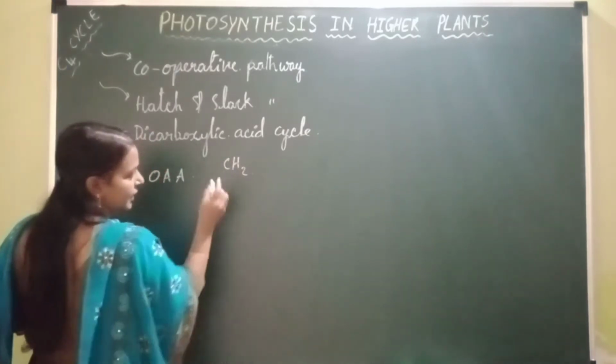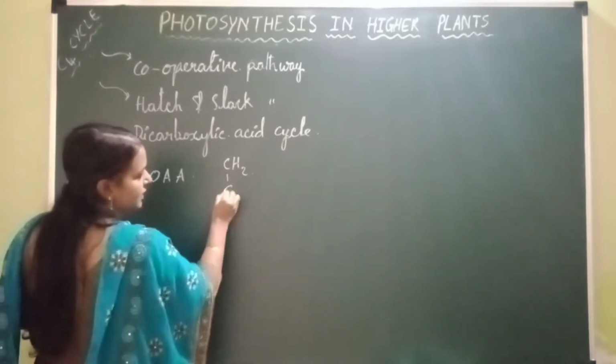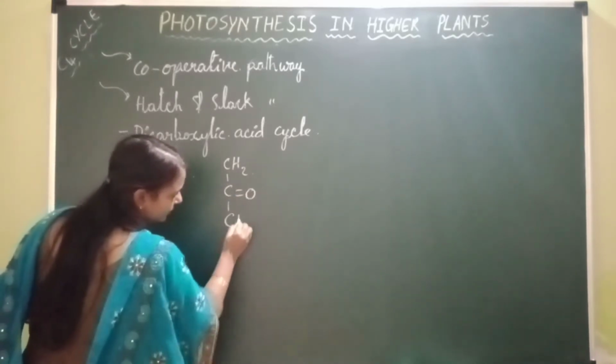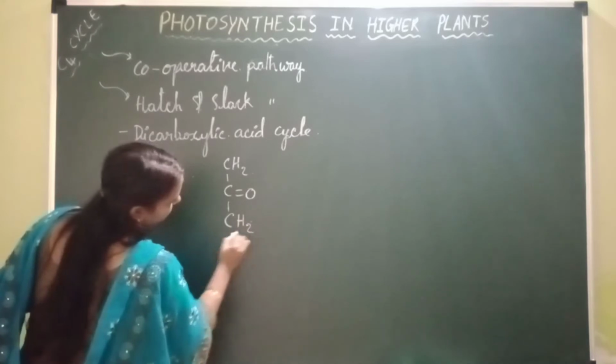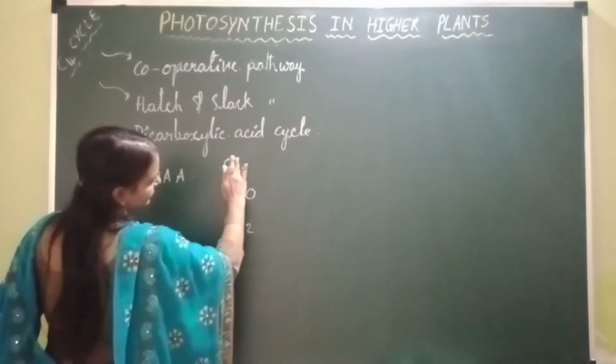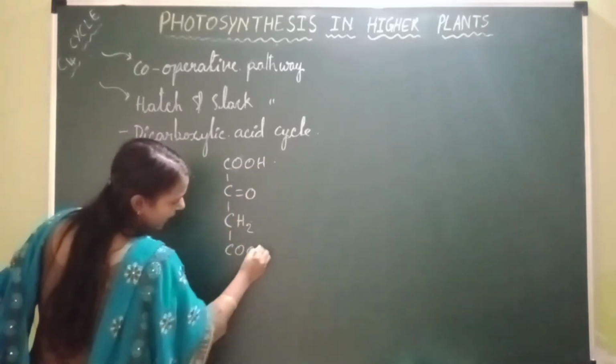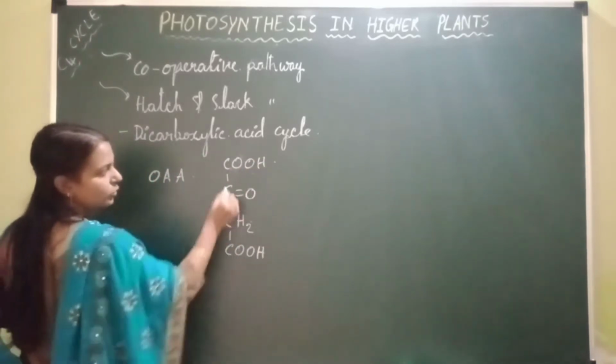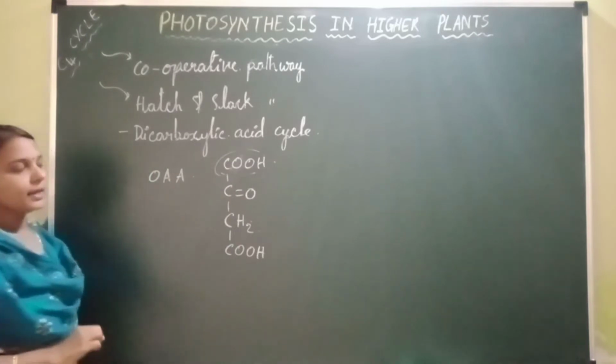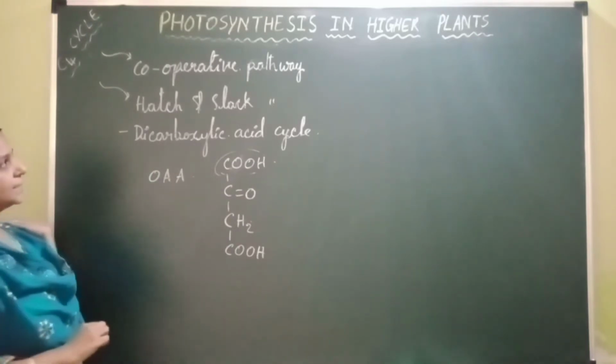So here I am making the structure of this oxaloacetic acid, which consists of two acid groups. So this is one acid group and this is another acid group. Hence it is called the dicarboxylic acid cycle.